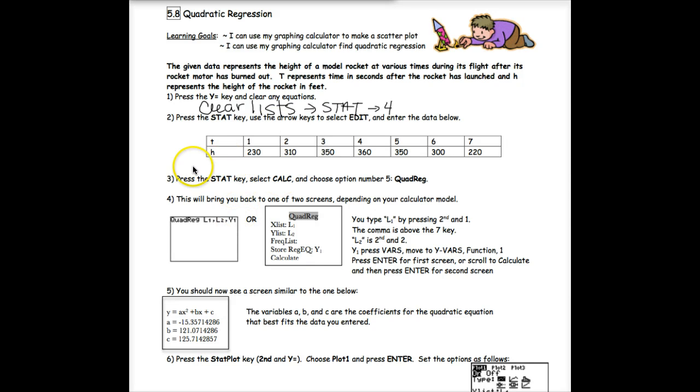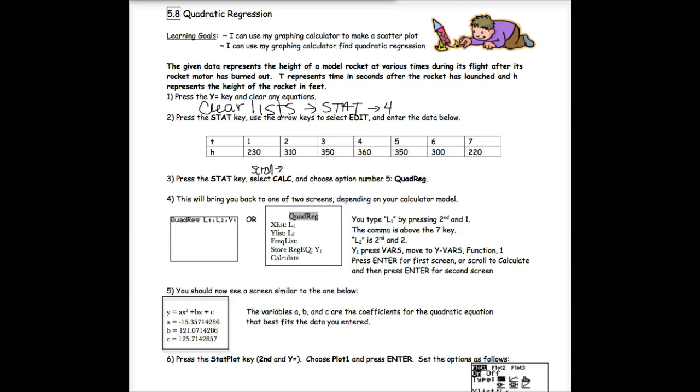All right, so once you've got your data entered, very similar to what we did with linear regression as far as where it is in the calculator, we're going to press the stat key. Again, we'll scroll over. Remember that the calc menu, you scroll to the right to get calc. And it's right below the linear regression. So it's option number 5, and it should say quad reg. So you can just press 5 if you want, or you can use your arrow to scroll down.